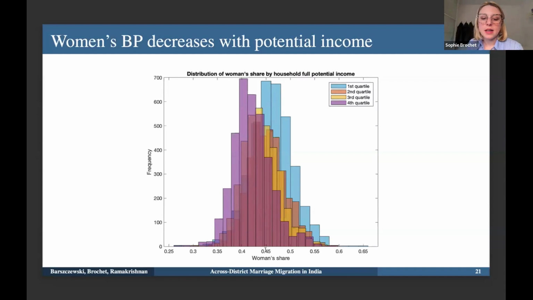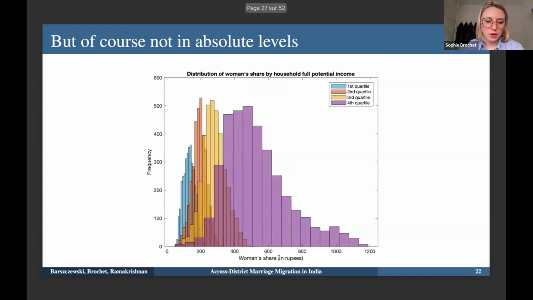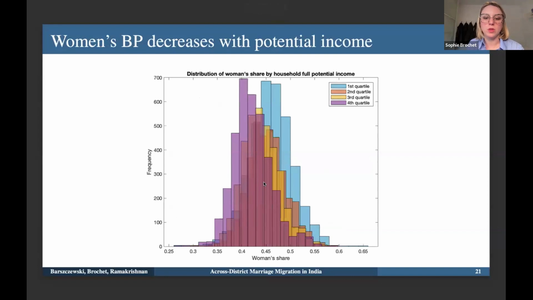Now, that's in terms of proportion of the resources, but if we look at what it means in terms of absolute level, in terms of amount of rupees, this looks like the following. So here, instead of R5, this is phi. This is a transfer that goes to the wife. And we still have in purple households that have the highest income. And as you can see, they tend to give a transfer that is much larger to women. So these women are still better off in terms of level. It's just that the proportion compared to the overall household income tends to be smaller.